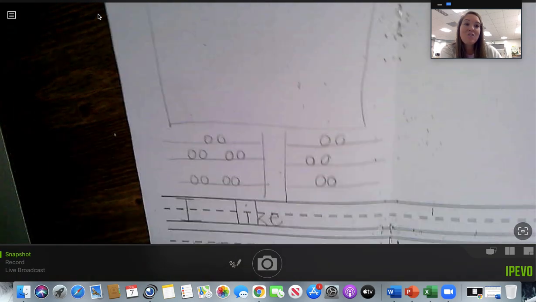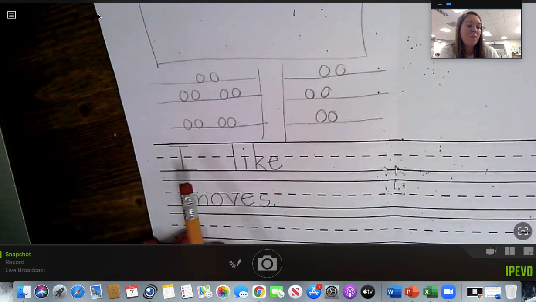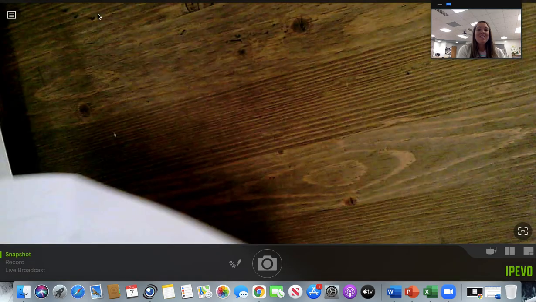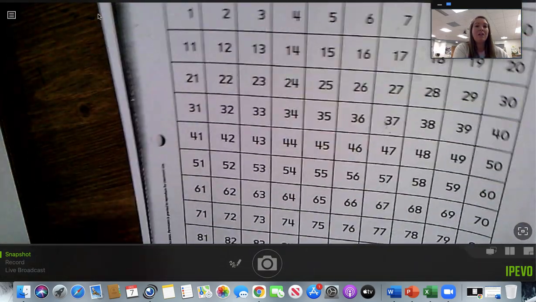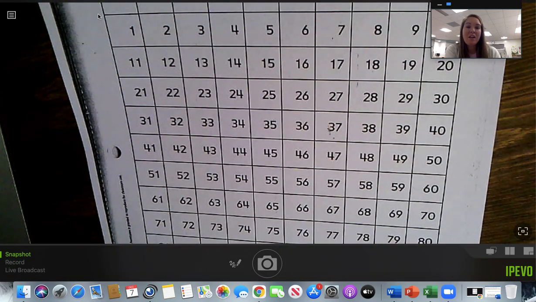So today, your job for writing is to write your next page of your All About Me book, starting with the words I like. All right, boys and girls. Then the last thing we're going to talk about today is in math. We're going to look at a number grid. We have a number grid hanging in our classroom as well that we look at sometimes. That's also called, I call it the 100 chart.